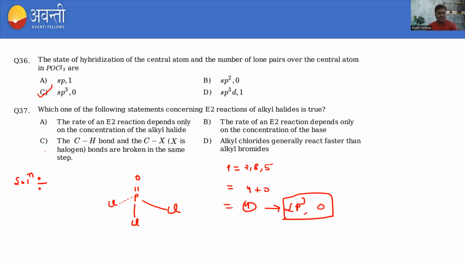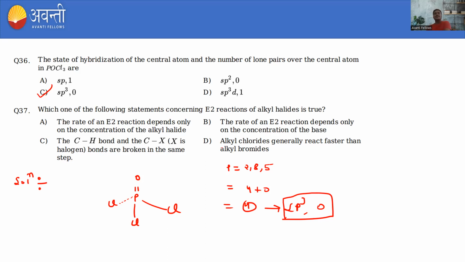Now, let's see the next one. That is question number 37. In this question, they are asking which one of the following statements concerning the E2 reaction of alkyl halide is true. The first: the rate of E2 reaction depends only on the concentration of alkyl halide. No, this one is absolutely incorrect, because this happens in SN1 or SN2. Can anyone tell me? Just try to think: statement A is valid for which, SN1 or SN2?